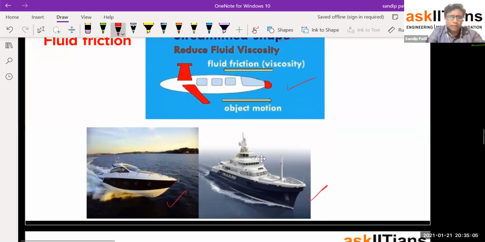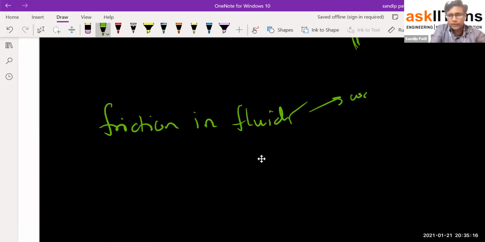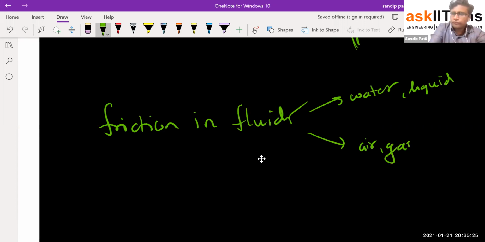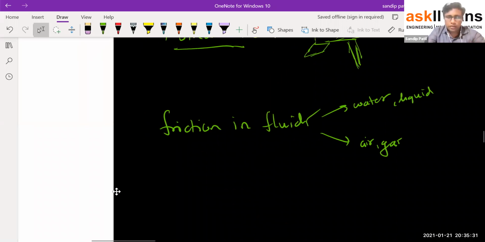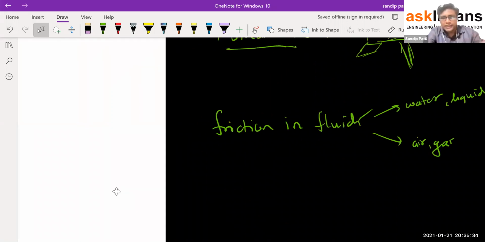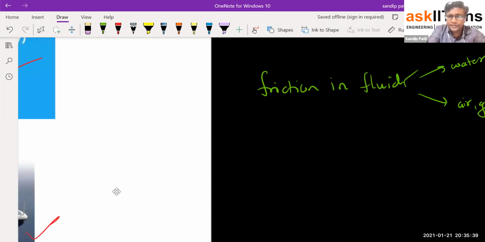So we already talked about friction. Fluid friction is the friction in fluids. What are fluids? It could be water or any liquid, or it could be air or any gas. Gas is also a fluid. Remember, liquid as well as gas, both are fluids. Both are going to give opposite friction. We studied at the start of the lecture that this fluid friction is less than solid friction.